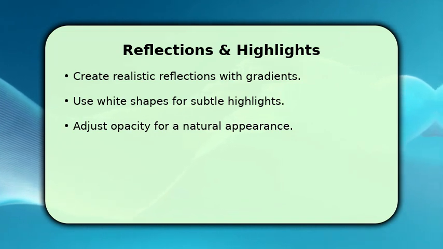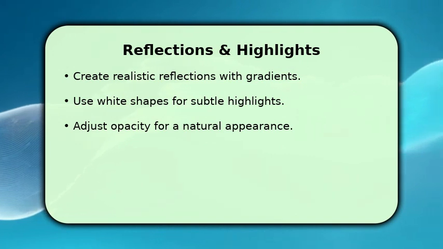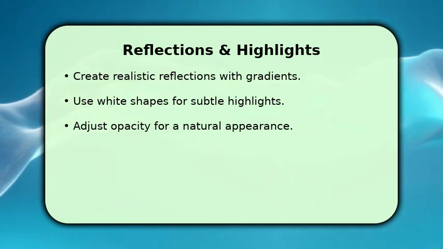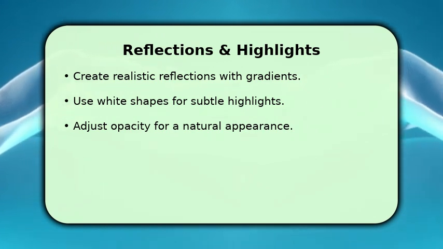Create a new shape, like a rectangle or ellipse, and apply a linear gradient with varying opacities of white or a light color. Position this over your glass object to simulate light bouncing off the surface. For highlights, use small, white shapes with low opacity. Experiment with their placement and size to mimic natural light sources.